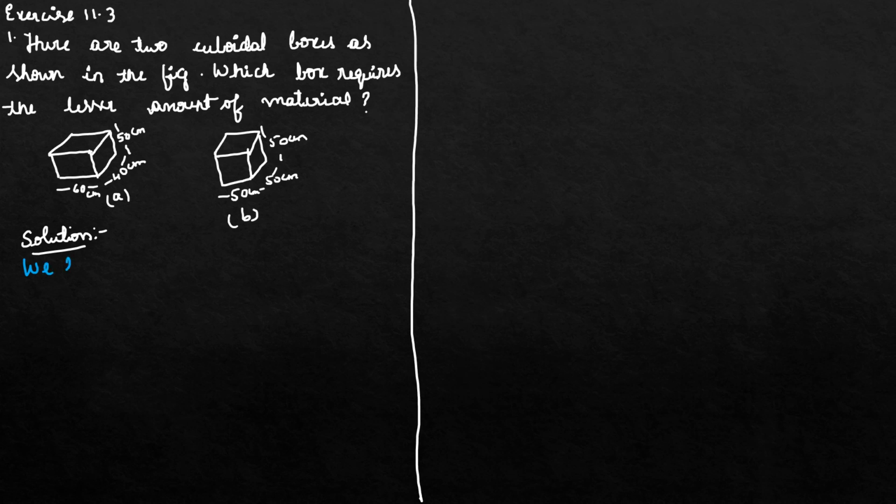We know that the total surface area of a cuboid is equal to 2 into length into breadth plus breadth into height plus height into length.